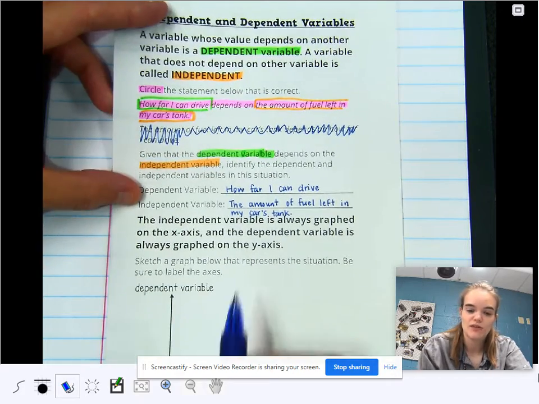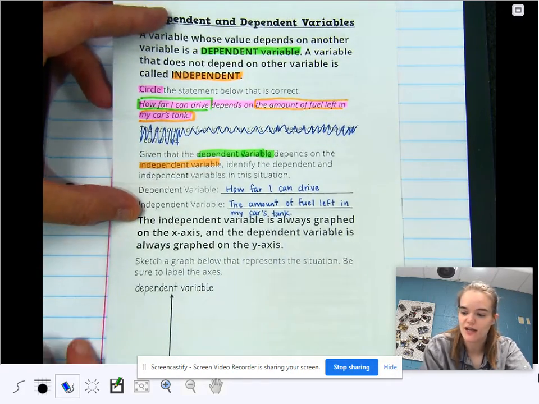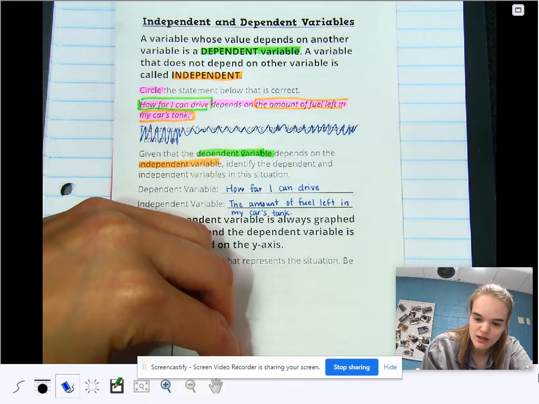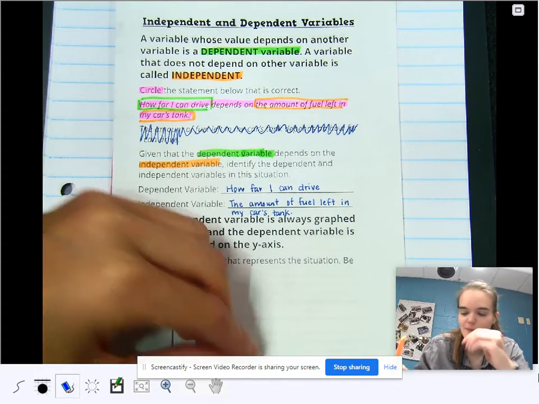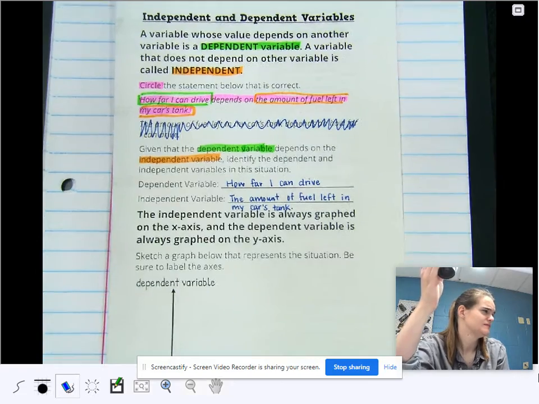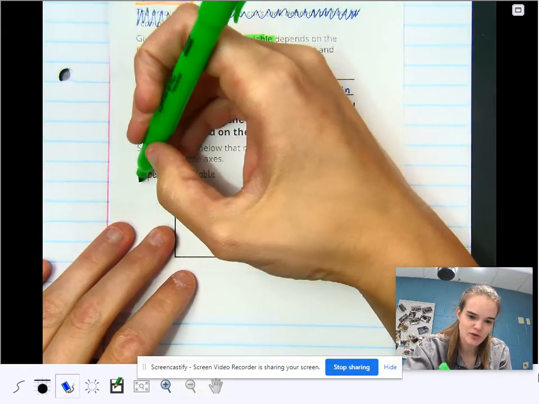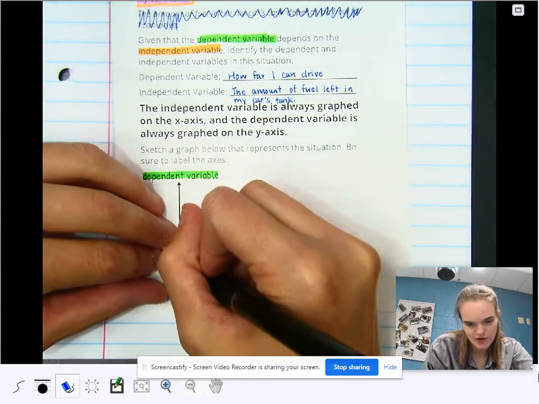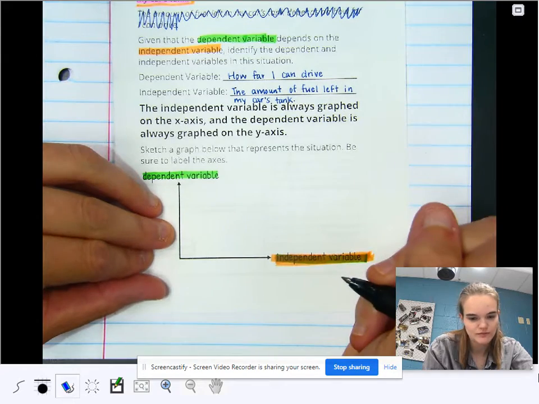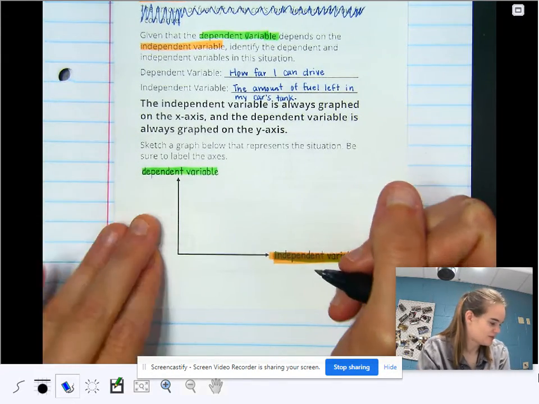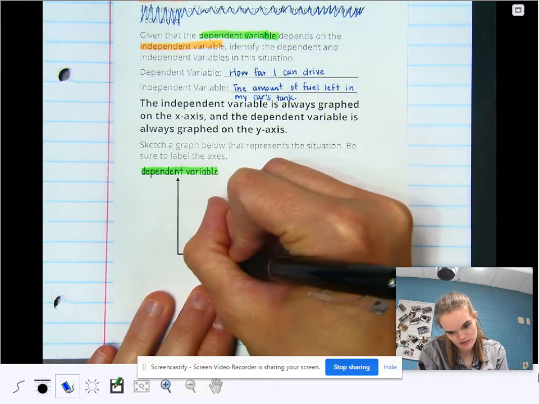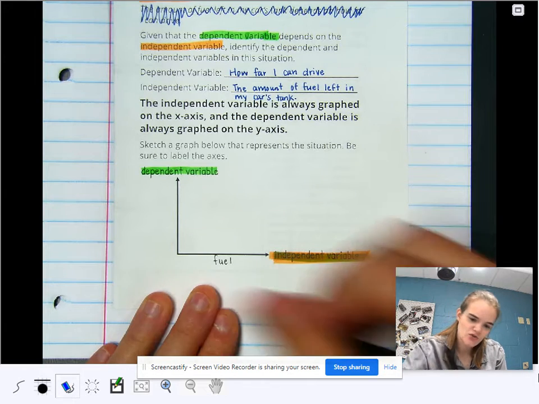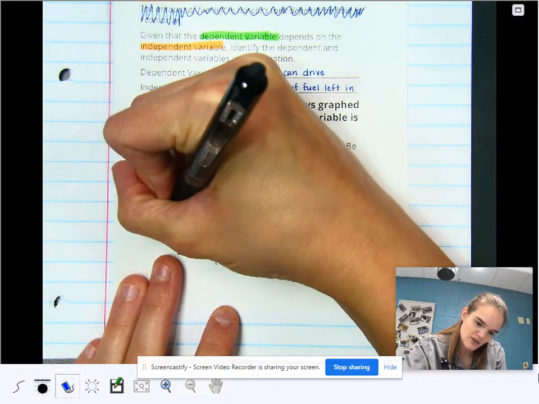Now, something else to know. The independent variable is always graphed on the x-axis. The independent variable, I just did that wrong, of course I did. The independent variable in orange is on the x-axis. The dependent variable in green is on the y-axis. So the independent variable, the fuel left in my car's tank, is down here on the x-axis. The distance I can drive is on the y-axis.